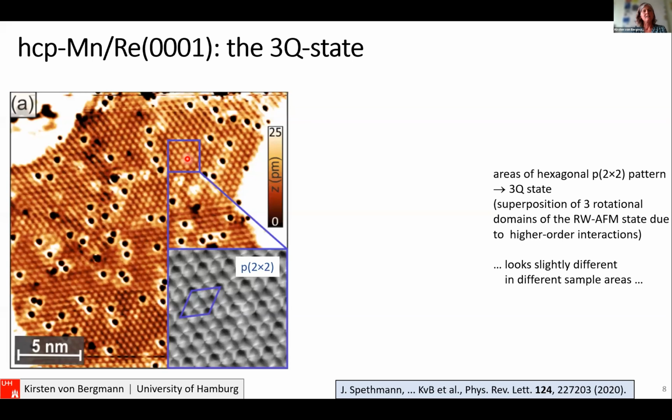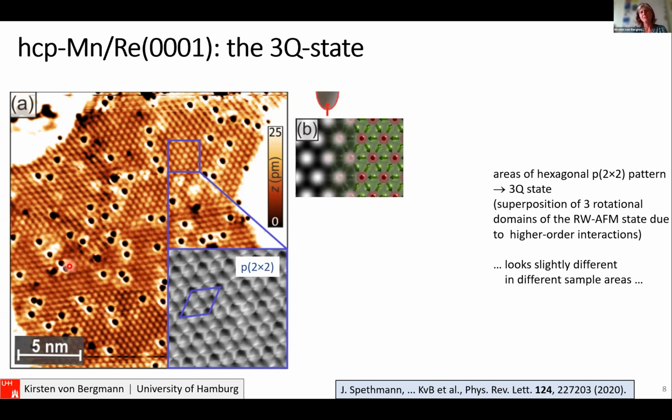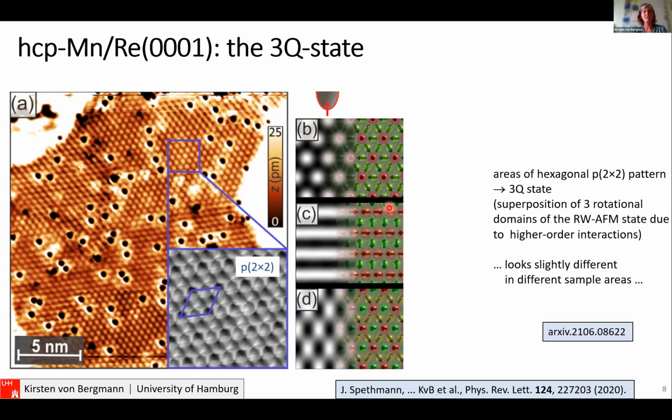What we also see is that the pattern looks slightly different in different sample areas, suggesting that there must be rotational domains of this state. So if we look at a triple Q state like this one, you can realize that in a monolayer film, you don't have rotational domains of this state. But then you can also twist your 3Q state to have a different orientation relative to the film plane, for example, this one, and then you can immediately see that you will have rotational domains. So how can we check this experimentally?